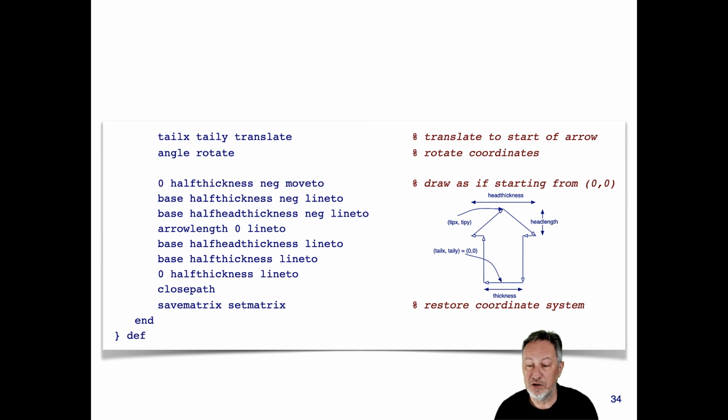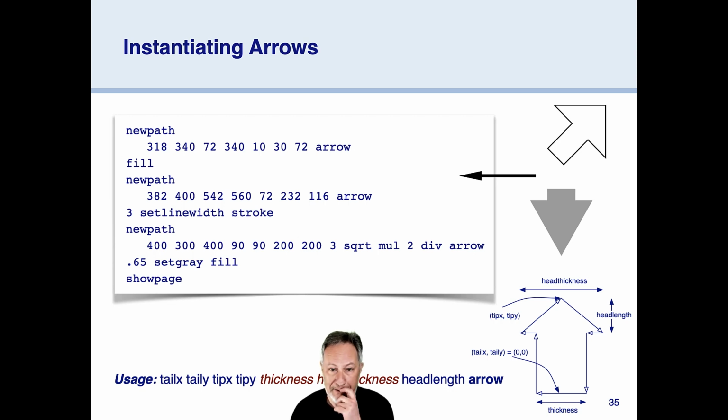Notice that this procedure has done nothing except draw the path. We haven't actually shown anything yet. So that gives us considerable freedom in how we actually use the arrow program. So here, for example, we say new path, we draw one arrow and we fill it, we draw another arrow and we set the line width to 3 and draw a stroke, and finally we have a third arrow which is filled with a grayscale value. So here we see the 3 different arrows, all of them pointing in different directions, but drawn in a straightforward way.